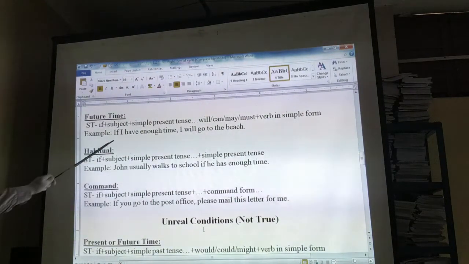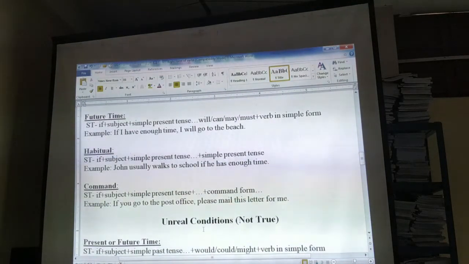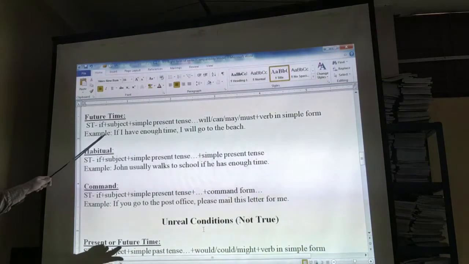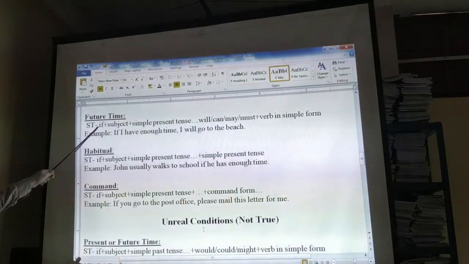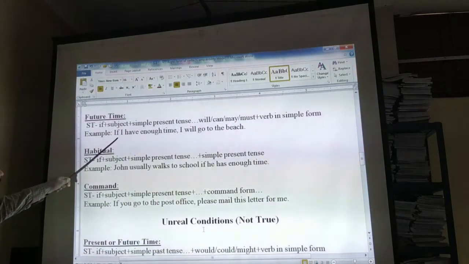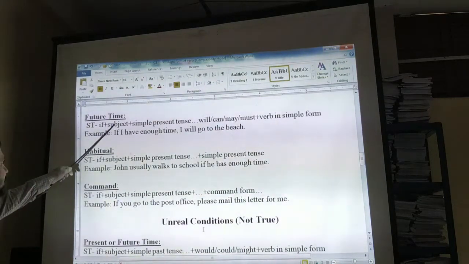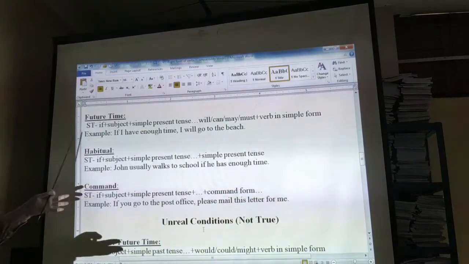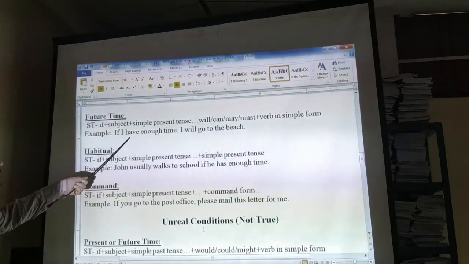See the example. If I have enough time, I will go to the beach. Match with the structure. If, then subject, I. Simple present tense, I mean present indefinite tense, have.